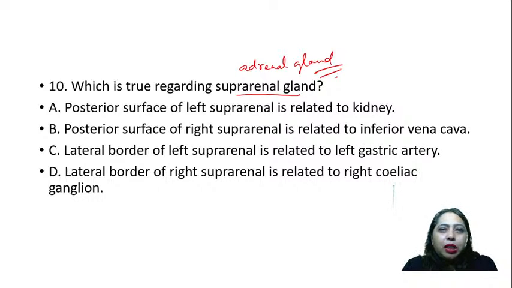This is a little tough question because you have to recall the diagram. So which one is true regarding the suprarenal gland? Posterior surface of left suprarenal. Suprarenal is above the kidney. So is it related to the kidney? How is it related to the kidney?